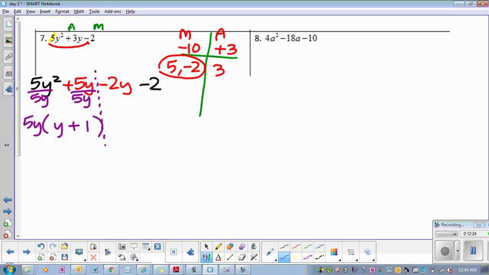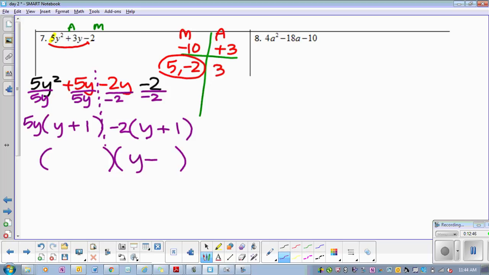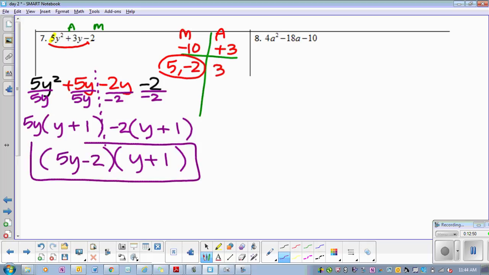-2y minus 2. What's my GCF? -2. It's starting with a negative. Make sure you bring that negative out. And then y plus 1. We did this right. Right? You guess why. Your parentheses match. And you know what? It doesn't matter which order you put them in, right? You can put the y plus 1 first or second.